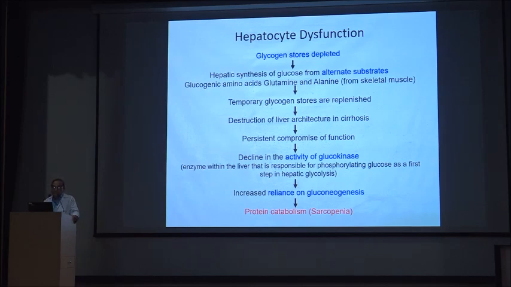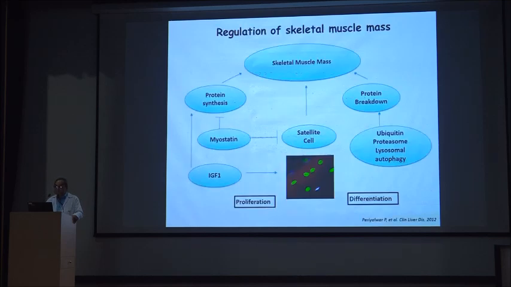There is persistent compromise of function and decline in the activity of glucokinase. This is the enzyme in the liver that is responsible for phosphorylating glucose as the first step in hepatic glycolysis, and there is increased reliance on gluconeogenesis due to protein catabolism.